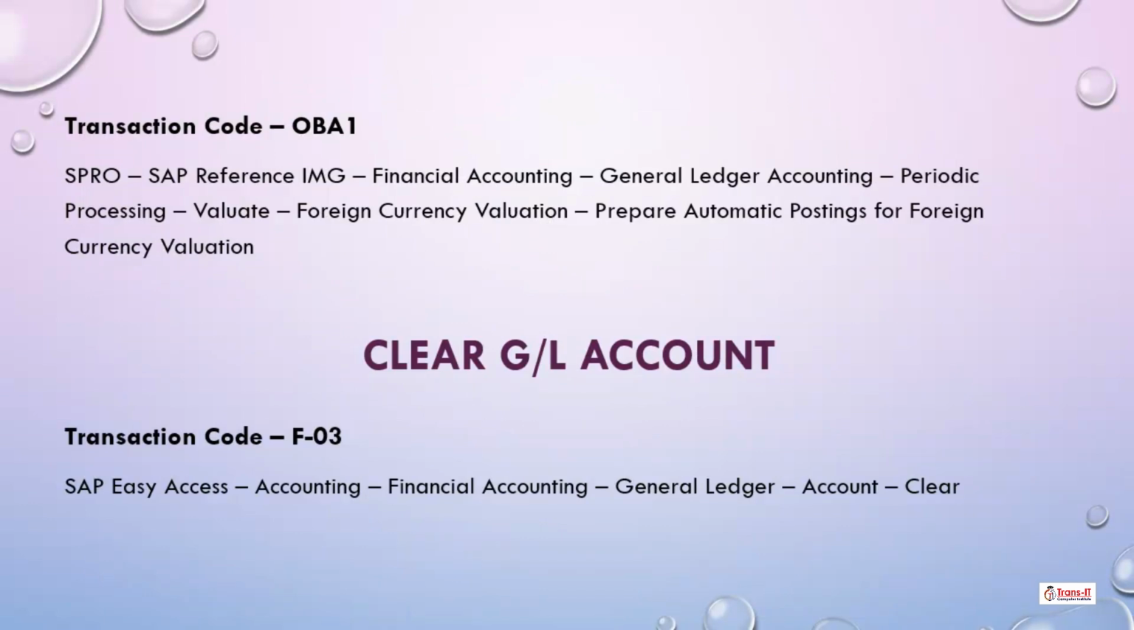For exchange rate differences, we have to go by transaction code OBA1 or by path SPRO, SAP Reference Implementation Guide, Financial Accounting, General Ledger Accounting, Periodic Processing, Valuate, Foreign Currency Valuation, prepare automatic postings for foreign currency valuation. Let's go to SAP.